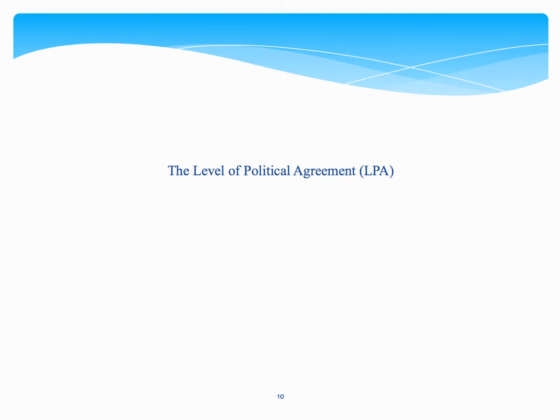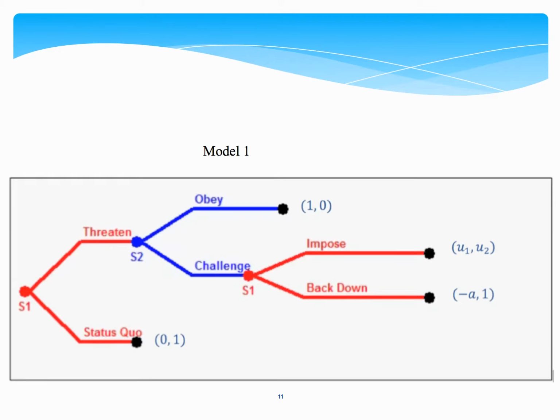Yeah, the level of political agreement. As I said, I'm looking at the influence of domestic opposition. I have two models, one where there is opposition and one where there is no opposition. In the first model, I only have two actors, S1 and S2. S1 is the sender state, and S2 is the target state.